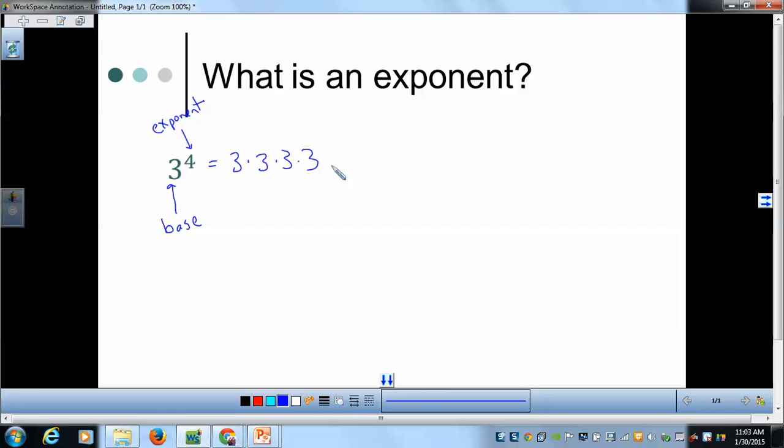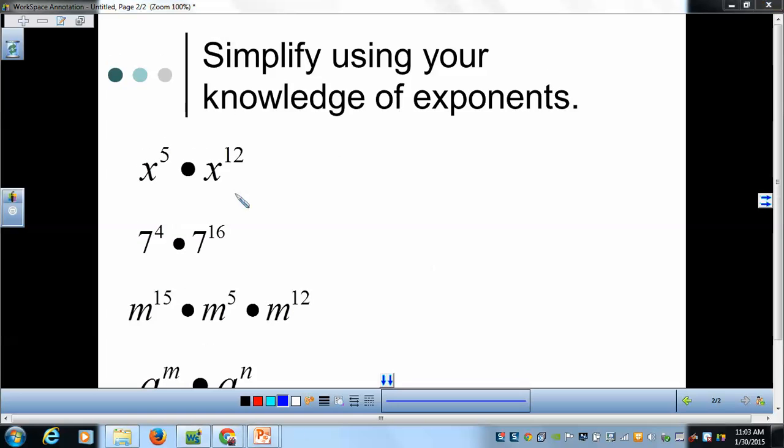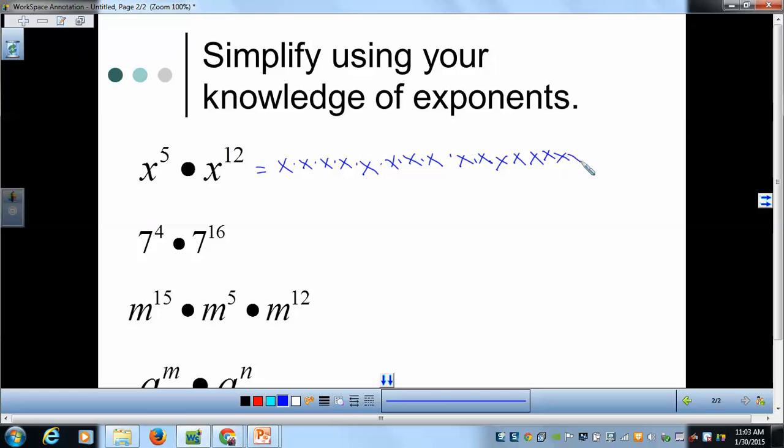All right, so an exponent is allowing us to condense this string of multiplication to just a little bit tidier representation of extended multiplication. So all of our properties are going to extend from this fact. So if we look at some problems like this, all right, this is really 5 x's, 1, 2, 3, 4, 5. And then this is really another 12 being multiplied. 1, 2, 3, 4, 5, 6, 7, 8, 9, 10, 11, 12.